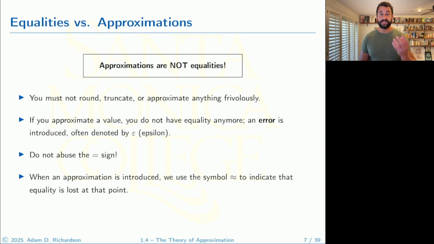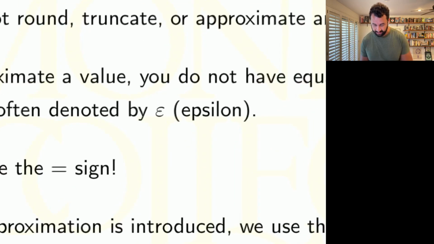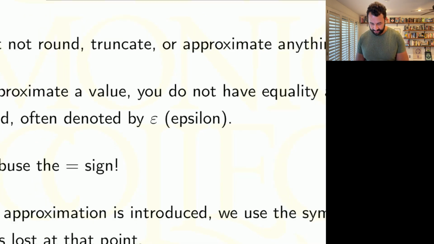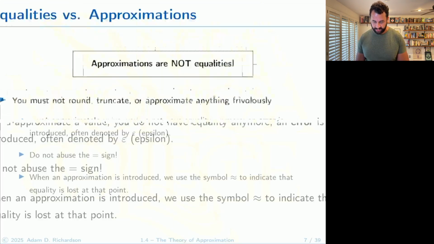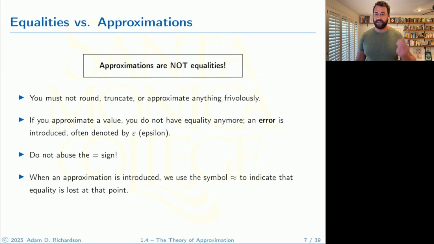Because this is the issue. If you approximate, you lose equality. And we talked about this in the last section, right? When you approximate something, you lose equality. And what happens is you introduce an error. There's an error associated with any approximation. A lot of times we denote this error by this little symbol here, epsilon. It's a Greek symbol for E. It's just epsilon. And when you see that, I want you to think of it as an error, like an amount of error, okay?